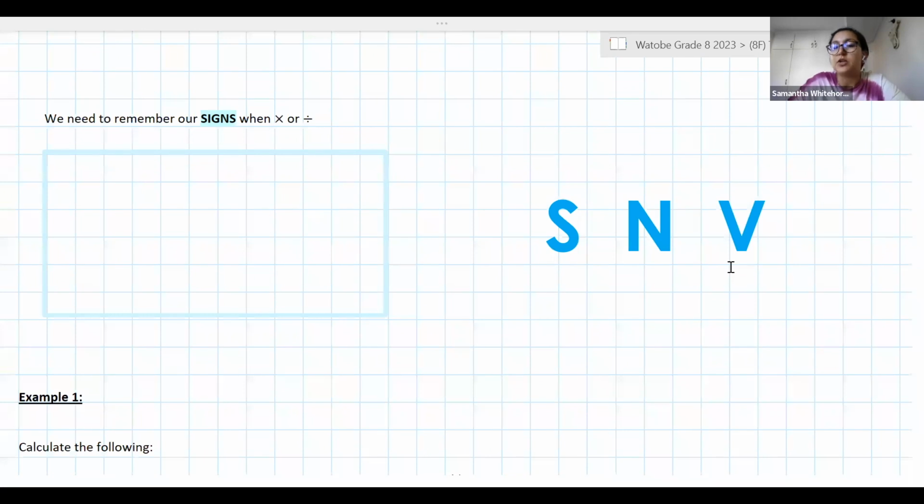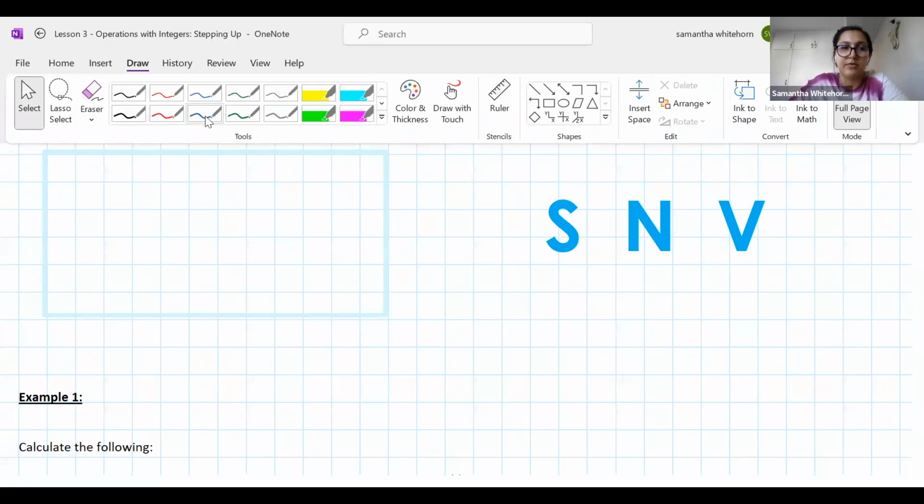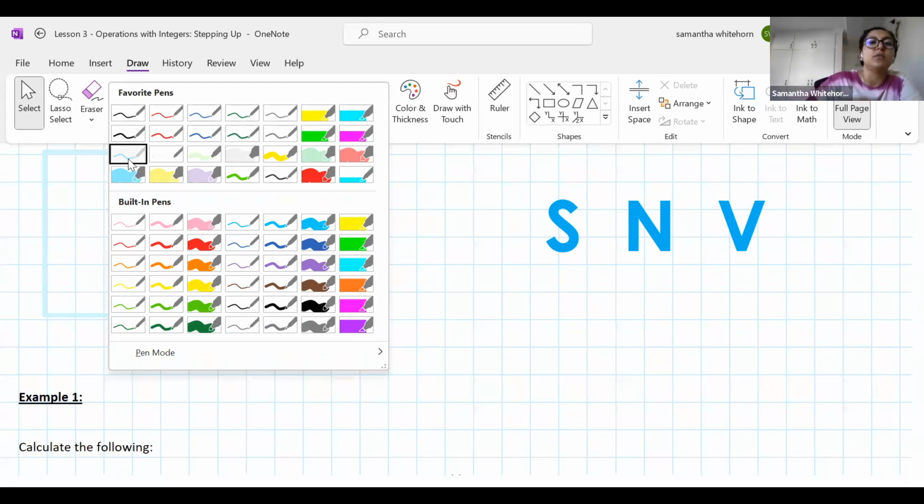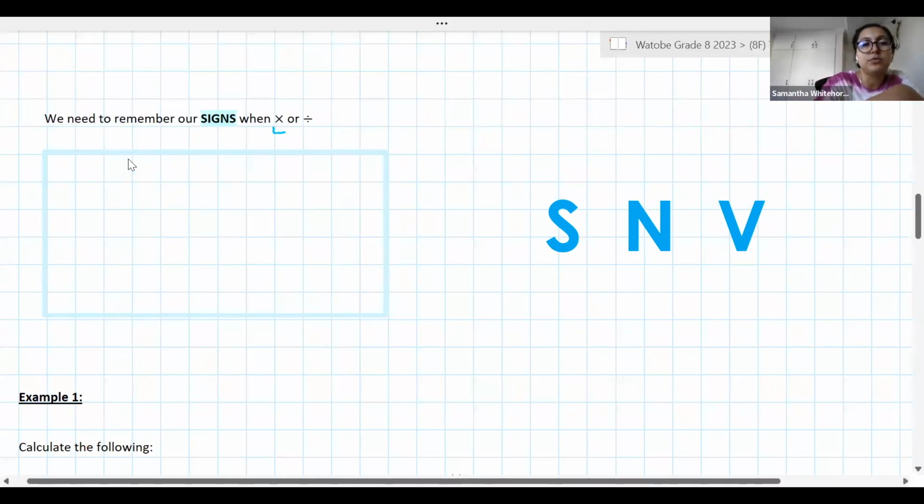divide. Now, you've seen S&V many a time if you've been with me for a while. But S&V helps us to remember not only our signs when we multiply, but to multiply everything in the terms that we're multiplying together. So just a quick reminder when we look at our signs. Now, these rules apply when we multiply or when we divide.